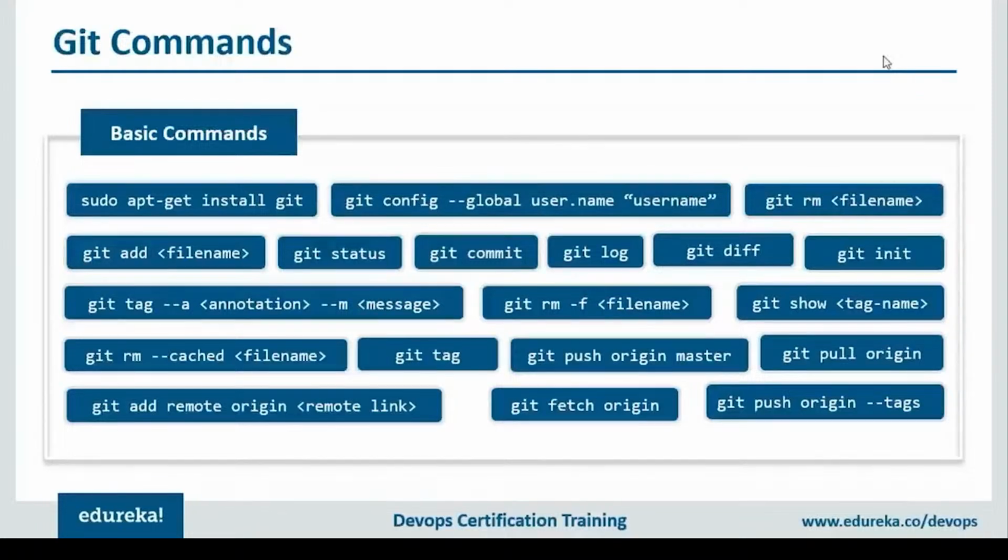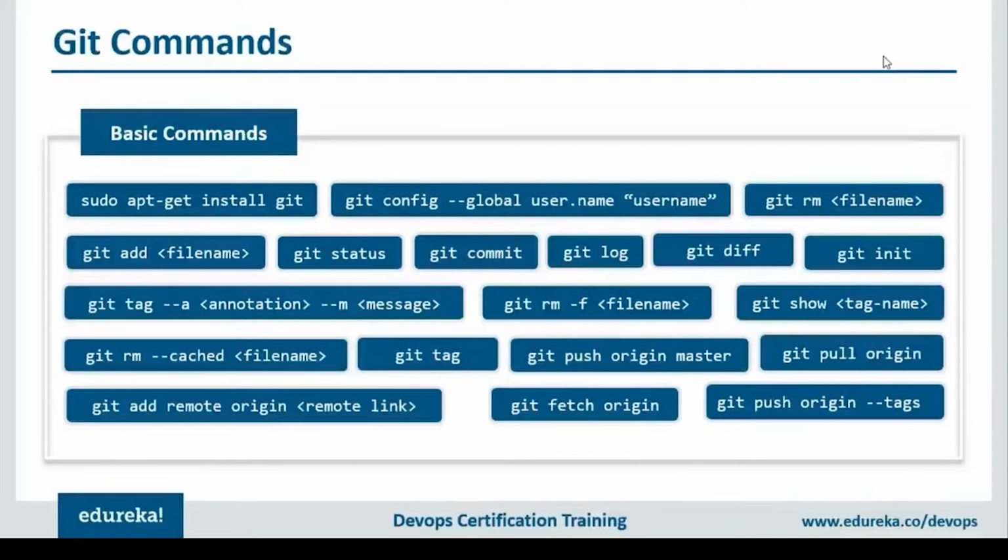Git tag with an annotation message is basically used when you use tags to identify commits. If you have to work with a specific commit, like 10 commits back from the present position, each commit has a commit ID, as I told you before. So you can mention that commit ID to the tag and then use it. Git rm -f file name is to forcefully remove a file that is present in the staging area. Similarly, git show tag is to show the tag that you're using. Then git rm --cached file name is to remove from the cached area. Also, git tag is to create a tag.